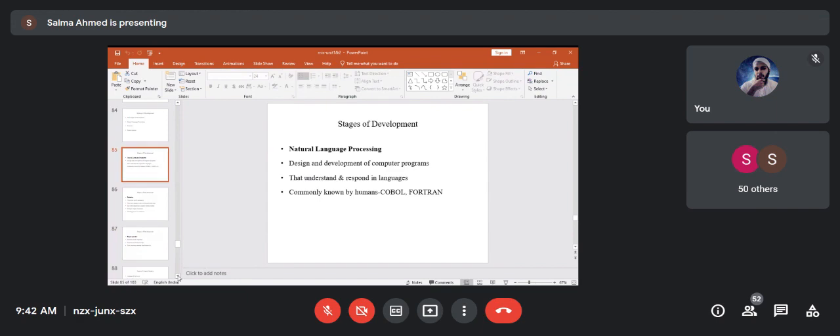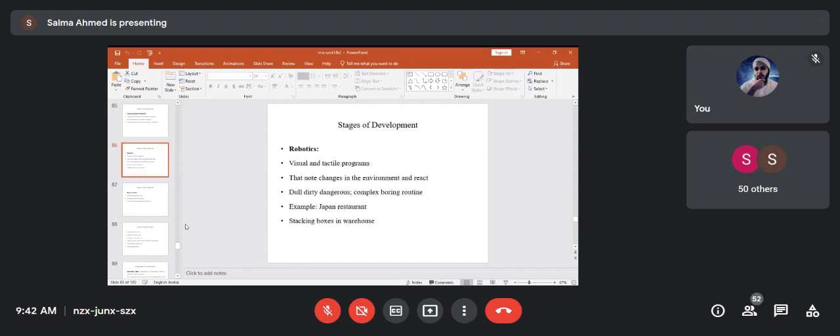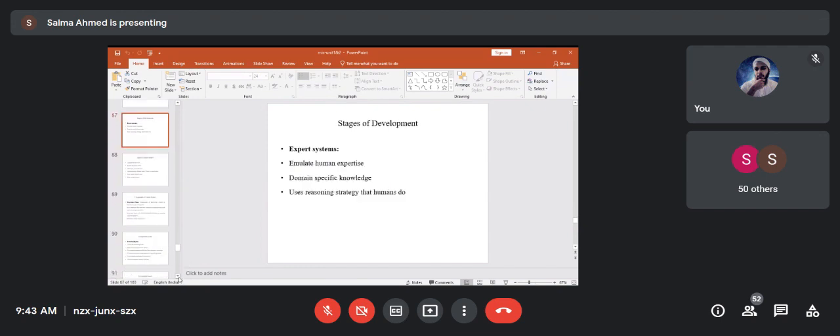The stages of development are natural language processing, which is design and development of computer programs that understand and respond in languages known by human beings, like COBOL, which is common business oriented language, and Fortran, formula translation. Second is robos, which are visual and tactile programs that note changes in the environment and react accordingly. And the last is expert systems, which we are discussing today, which basically are interactive software which emulate human beings, and they are highly knowledge intensive programs.